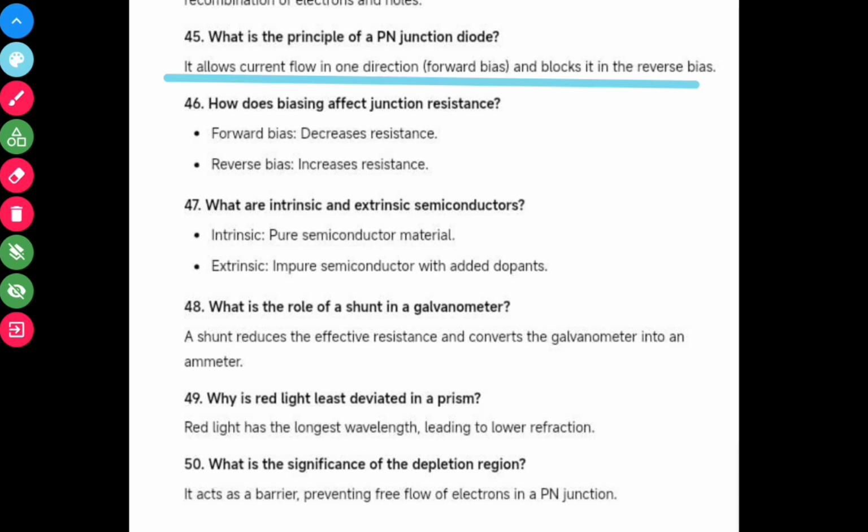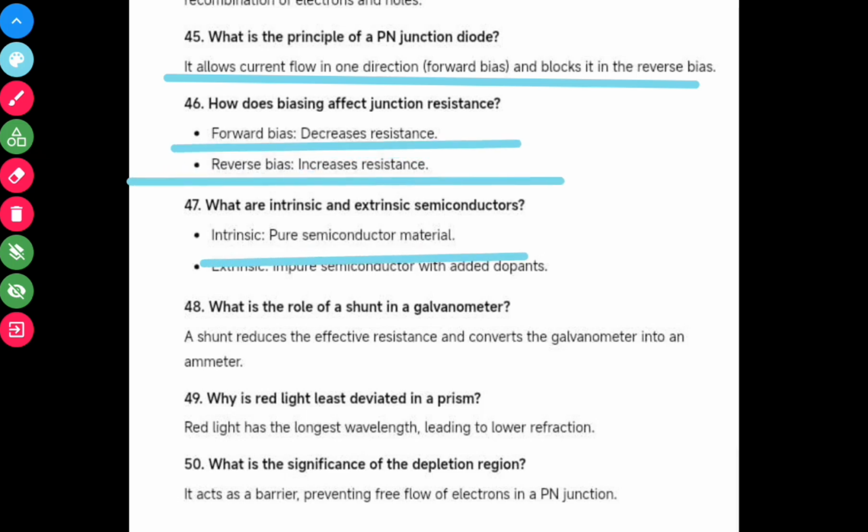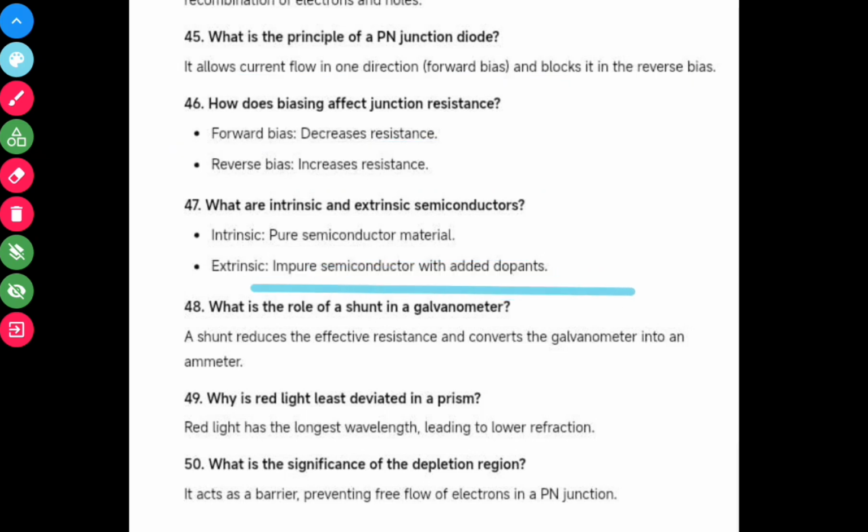How does biasing affect resistance? In forward bias the resistance decreases, and in reverse bias the resistance increases. What are intrinsic and extrinsic semiconductors? Intrinsic is a pure semiconductor material, extrinsic is an impure semiconductor with added dopants. What is the role of a shunt in a galvanometer? A shunt reduces the effective resistance.